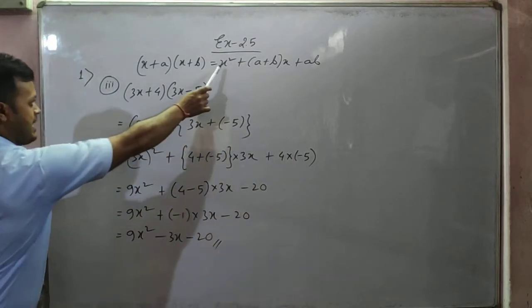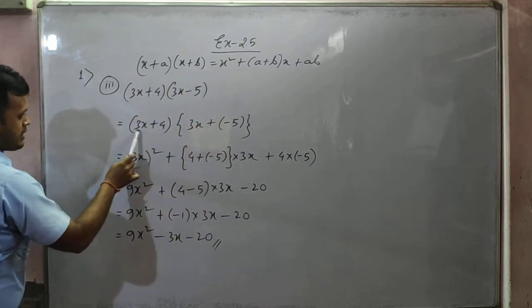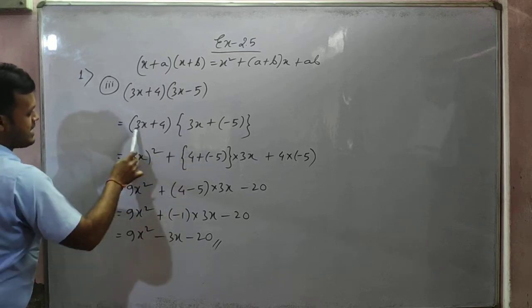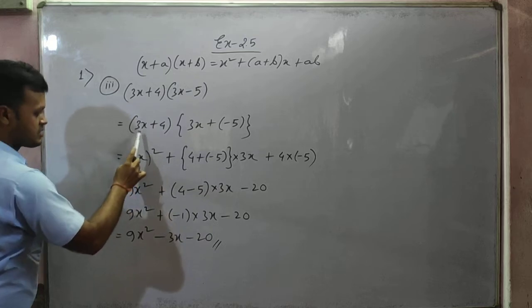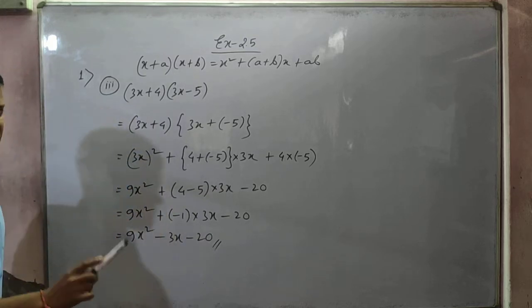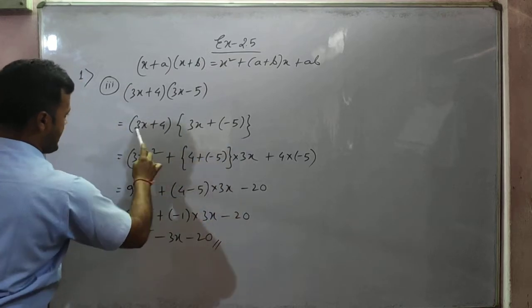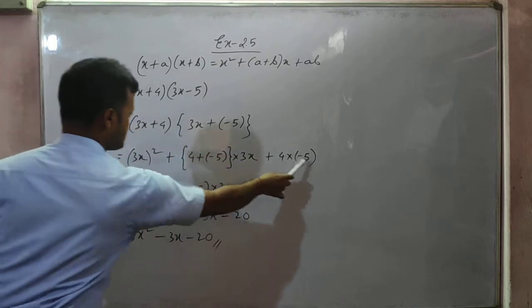Understood? So see, this is x plus a into x plus b. First I will write x square. x square means what? (3x) whole square. Here x means 3x. So x square I wrote (3x) whole square plus (a plus b)x. a means 4, b means minus 5, and x means 3x. And plus ab. a into b, that means 4 into minus 5.